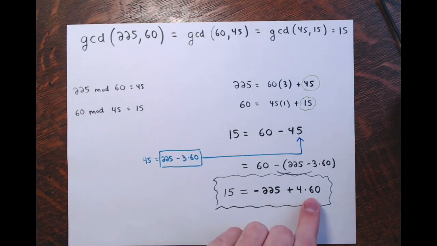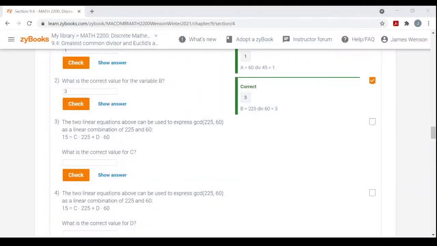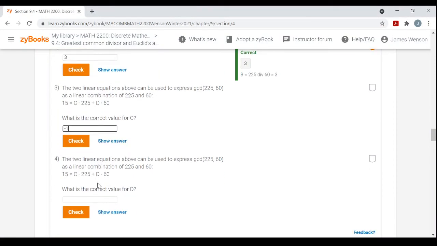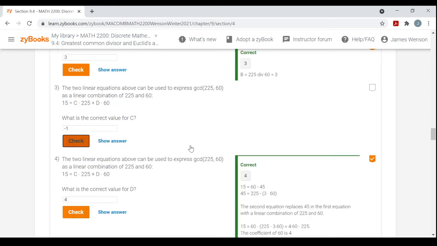And this is pretty easy. 240 minus 225 would be 15. Right? That does work. So, what's the value in front of 225 here, right? Negative 1. And the value in front of 60, 4. Making those substitutions. I didn't check this one, but they're both good.